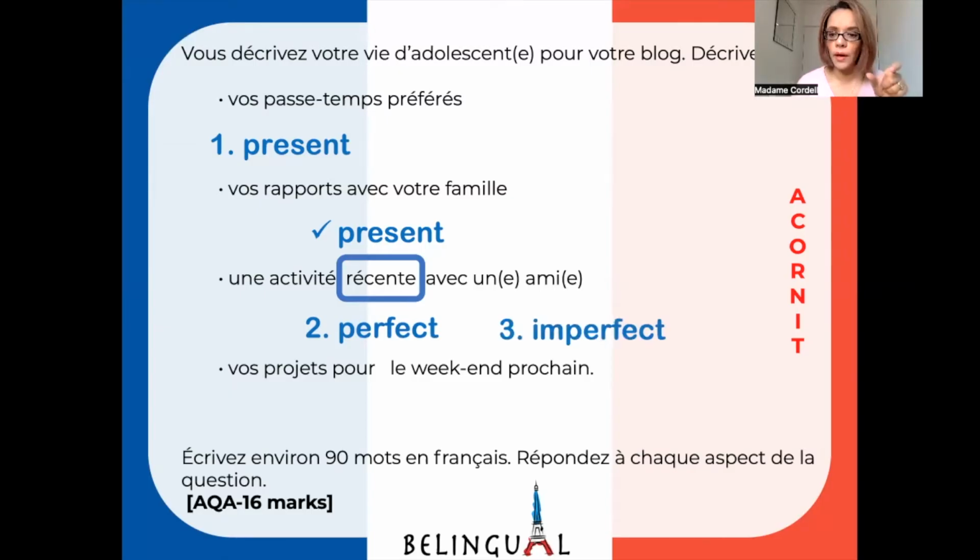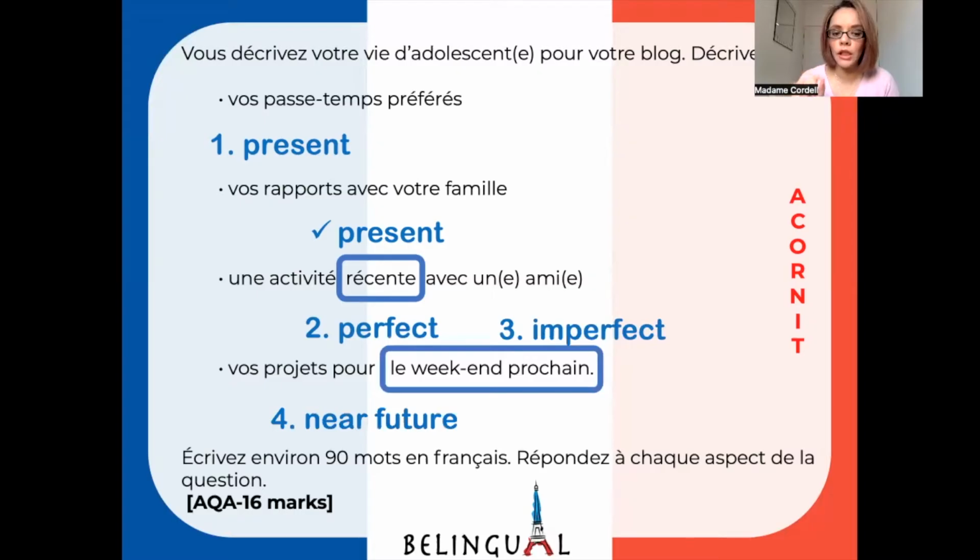And with the perfect tense, you can easily add the imperfect tense, right? Using it was great or something like that. So it's quite easy to slot it in there. Ensuite, on a vos projets pour le week-end prochain. So here the keyword is next weekend, le week-end prochain, which is something that's going to happen soon, right? It's next weekend. So we will start by using the near future to answer this bullet point, okay?